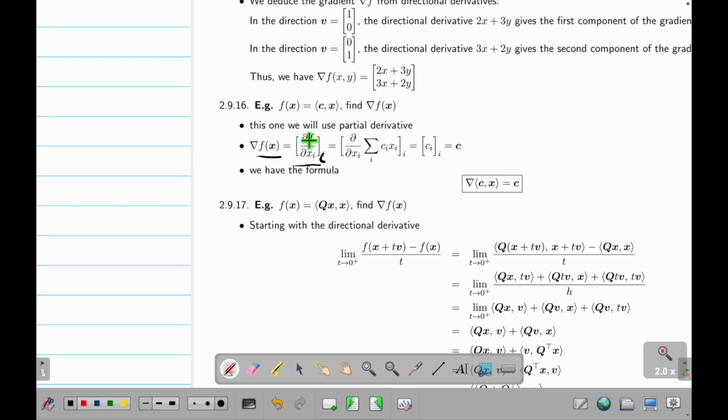Okay. And now this part I copy everything. So this part is here. Now I replace the f. What's the f? f is the inner product. I now write down the inner product as a summation. Now because the partial derivative of x_j with respect to x_i is 0, I get this, and what is it? This is just the vector c, so that's why.